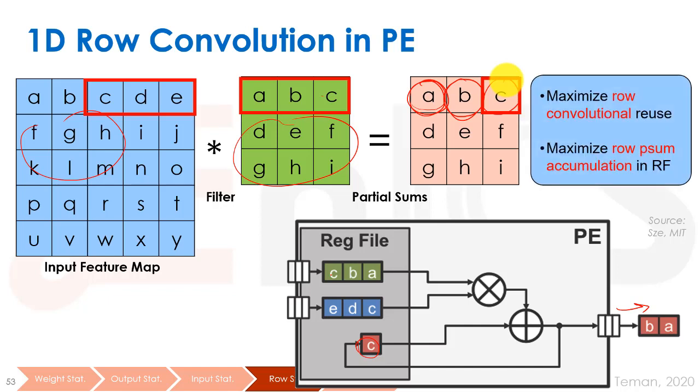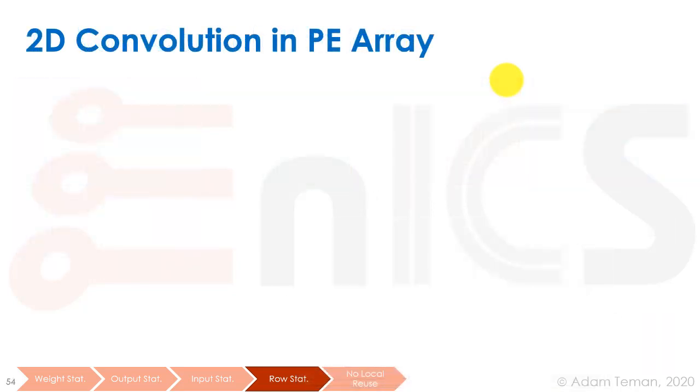So this is maximizing row convolutional reuse and row partial sum accumulation in the register file. We didn't have to read more partial sums, and we didn't have to swap out weights, and we only shifted over. Basically, we only read each input activation once. So that's real nice, but how does it work to make a full convolution? Because that we didn't see.